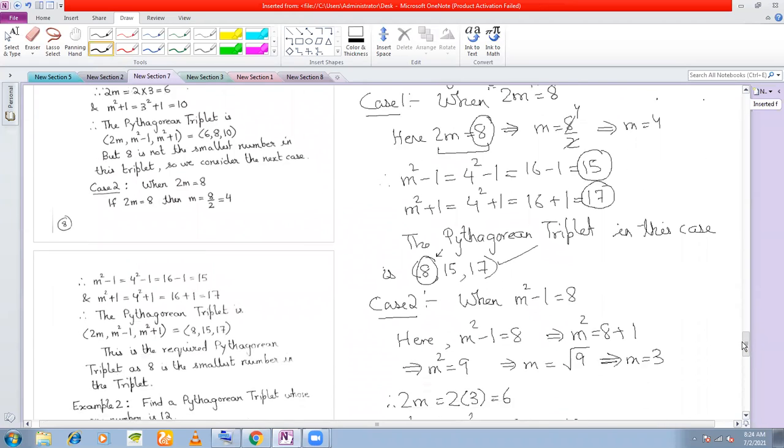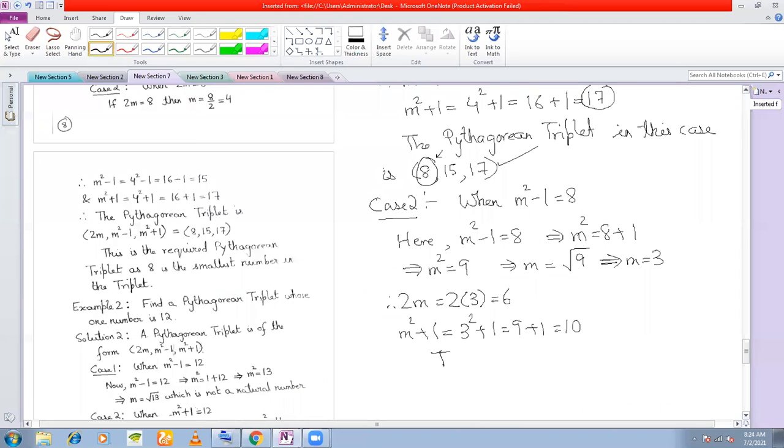So therefore, what is the triplet in this case? The Pythagorean triplet in this case is, what is 2m? The first number here is 6. Next number, m square minus 1, I have taken this number as 8. So 8. And the third number is 10.